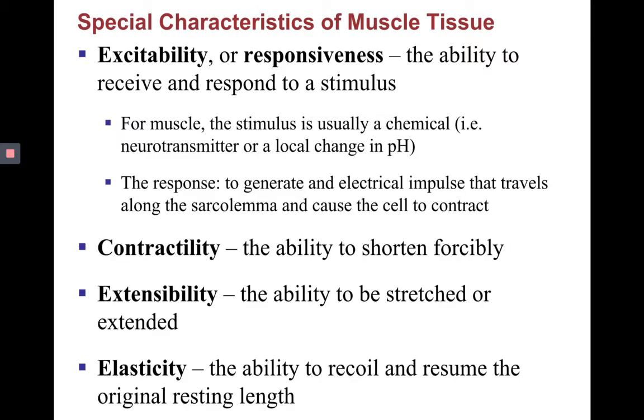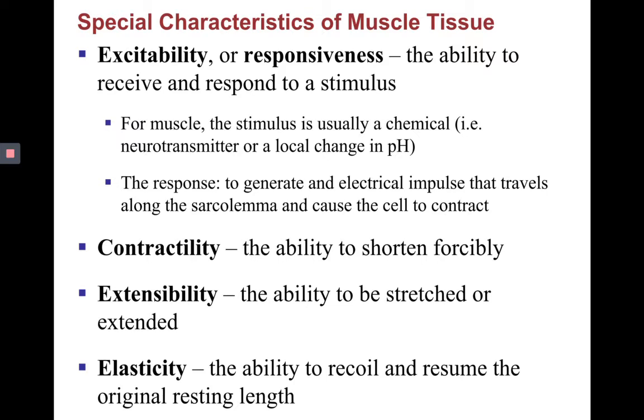There are some special characteristics of muscle tissue, so again, we're kind of looking at similarities, but then also pointing out the differences, because depending on which muscle tissue type we're looking at, it might be more or less excitable. But all muscle tissue is excitable. It's responsive. It has the ability not only to receive a stimulus, but to respond to that stimulus. And a lot of times that response is contraction.